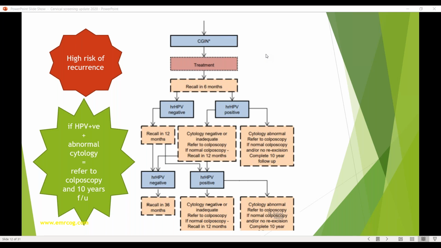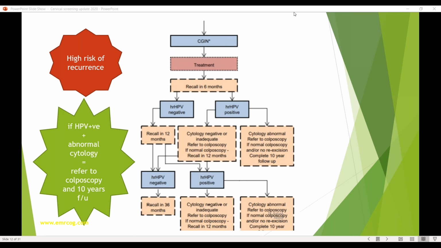So we will see CGIN, okay, high risk of recurrence. Need treatment? Yes, need treatment. With treatment, I will recall the patient. I will ask the patient to come back to see her for the test of cure in 6 months. Is it correct? So still easy.